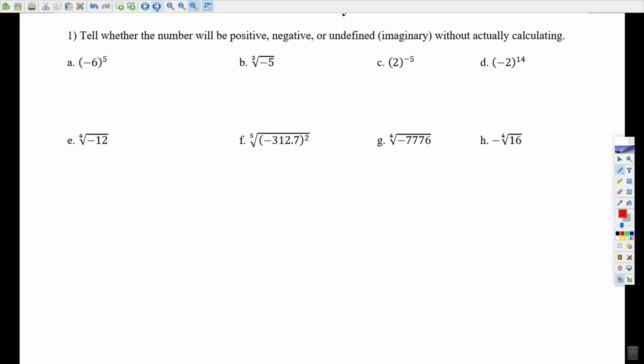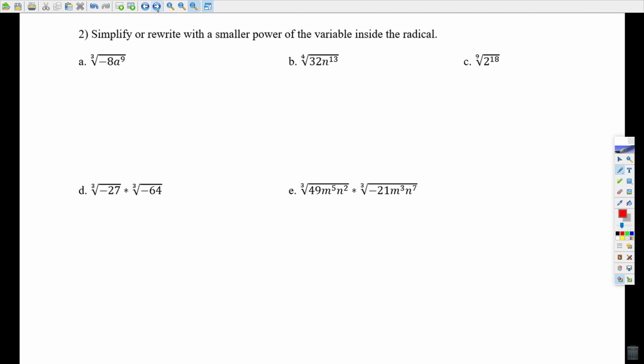Let's see what else we got. Maybe something like E. Now, these ones you can put together as multiplication. You have the same root. So you can multiply these together. 49 times negative 21. That's 1,029. You're doing the third root of 1,029. Put the m's together. That means you add exponents. That's m to the 8th. Put the n's together, n to the 9th.